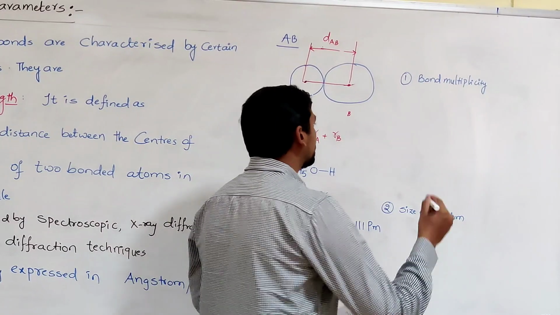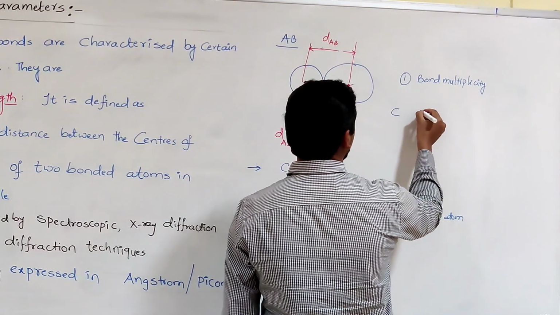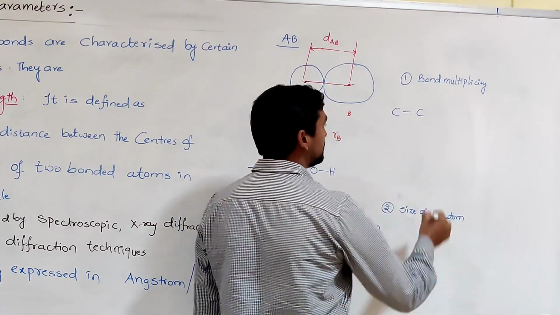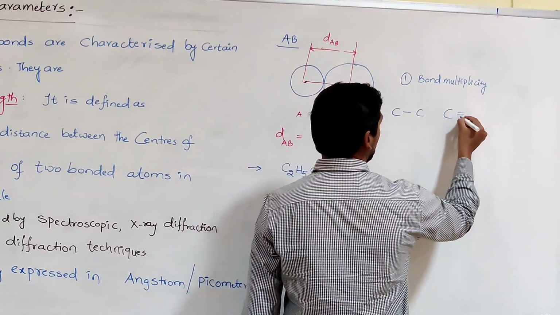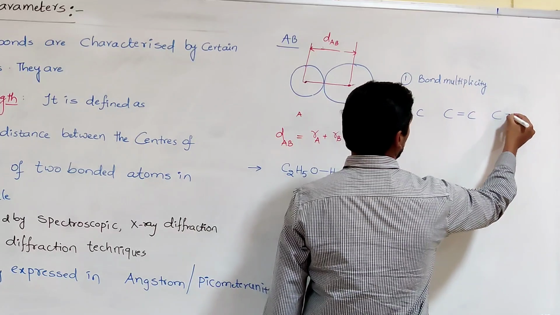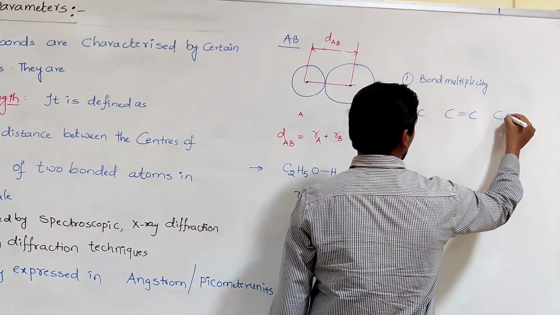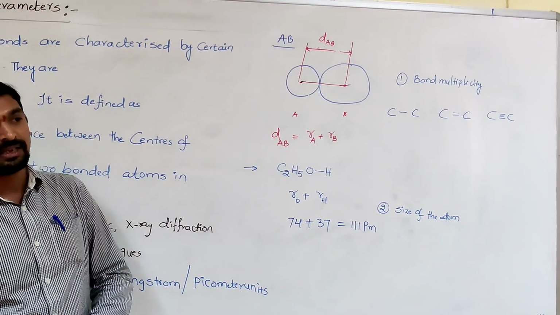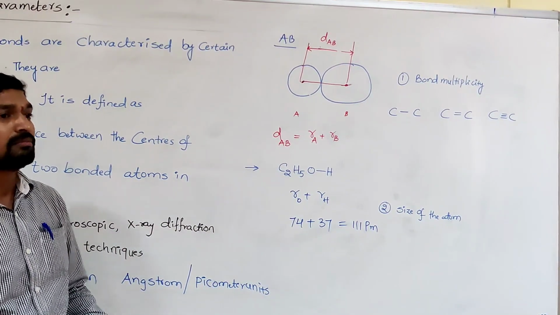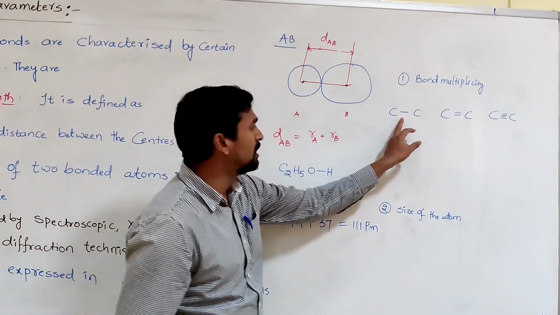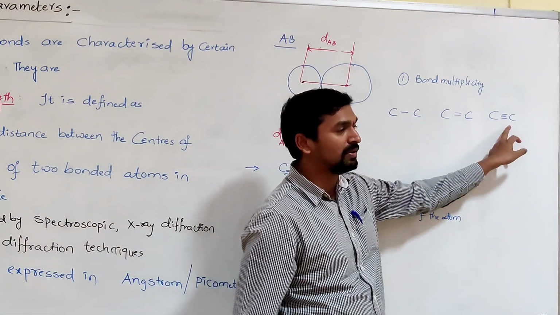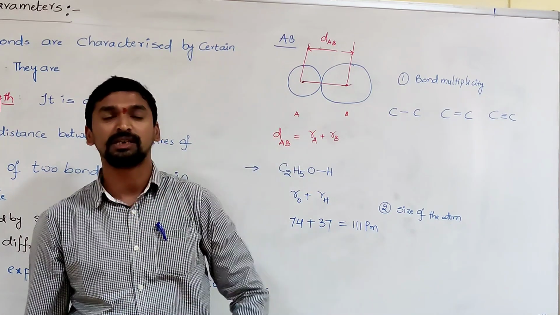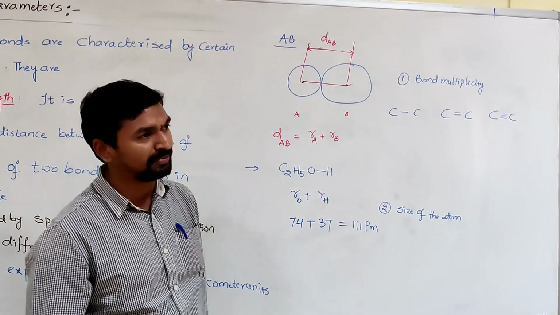For example, here carbon is there. In between carbon, sometimes a single bond is present, sometimes a double bond is present, sometimes a triple bond is present. So here the two atoms are the same in all the cases involved in the bonding. Here the covalent bond, here also covalent bond, here also covalent bond. But the only difference is the number of bonds present between the two carbon atoms are different.